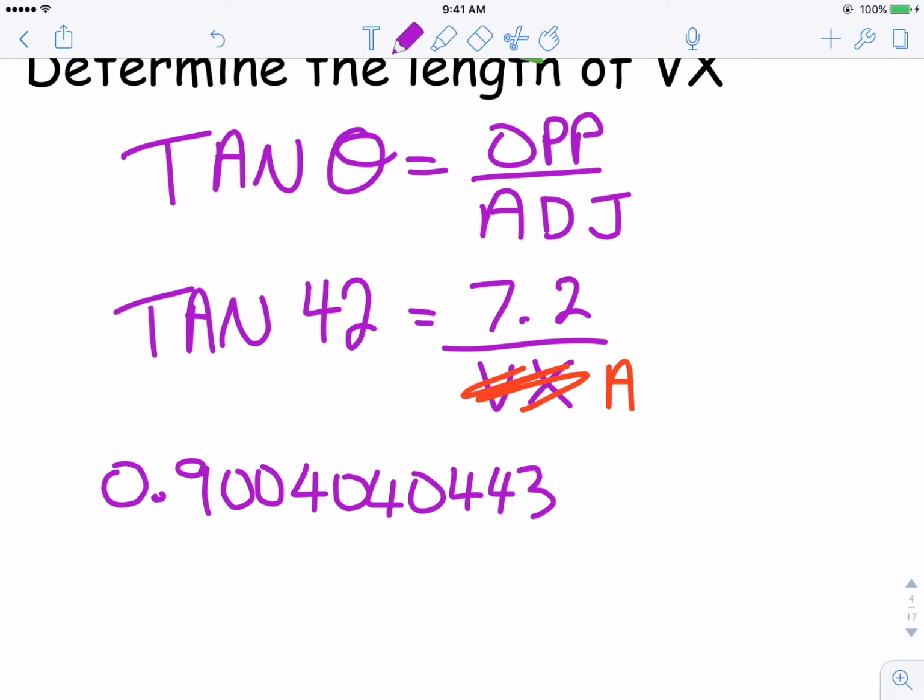Whether it be the way you're punching it in your calculator or a setting on your calculator, because sometimes they get set in a measurement like gradients or radians that won't work for us. So you'll have to see me about that, because your calculator has to be in degrees. Is equal to 7.2 over A.